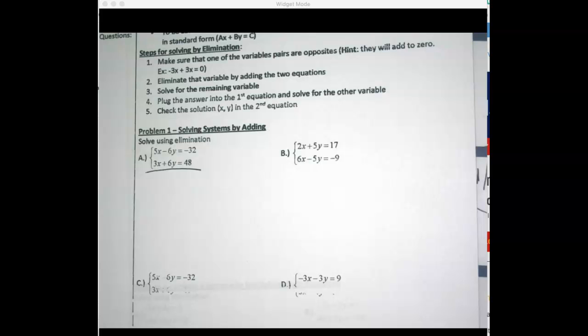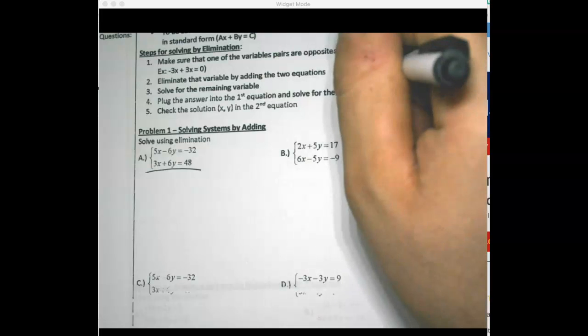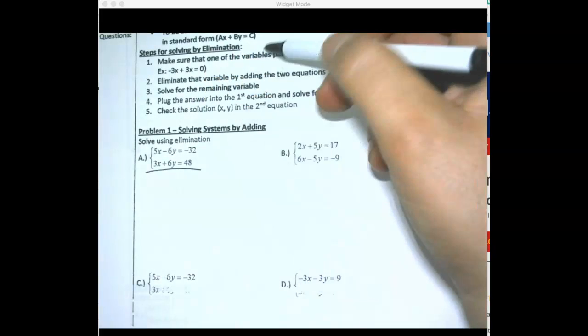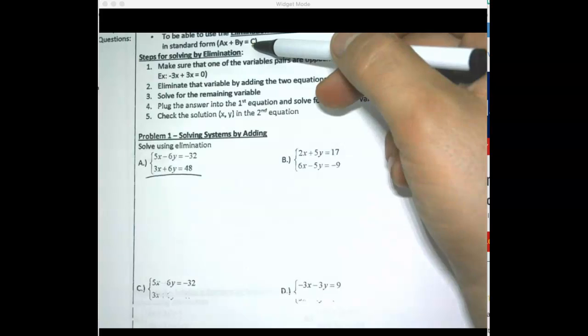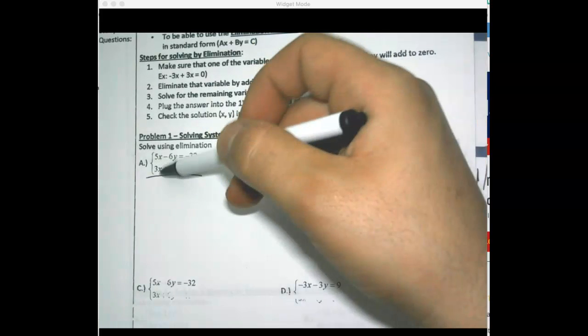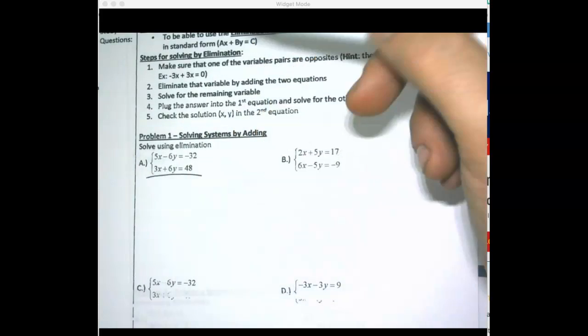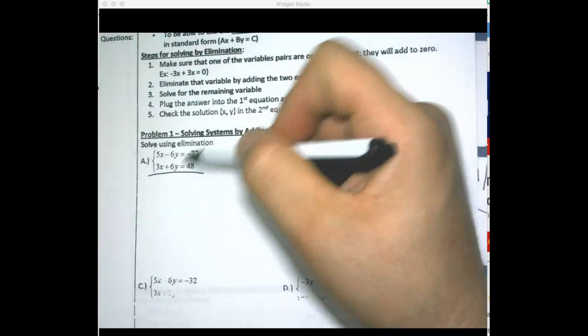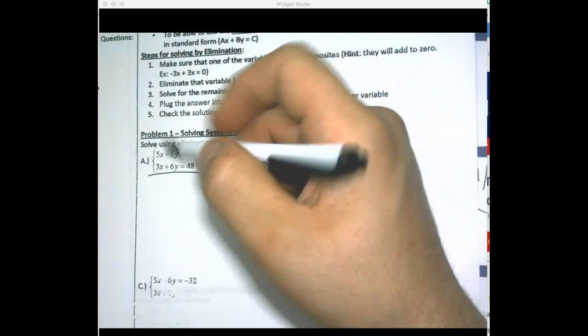First thing you want to do is, if you look at these steps, you want to make sure that you basically arrange your equations like this, or at least make sure the like terms are lined up, the x's are lined up, the y's are lined up, the constants are lined up. So once everything's aligned, the next thing you want to do is see if you can add the equations to eliminate. Like here, it'll work.